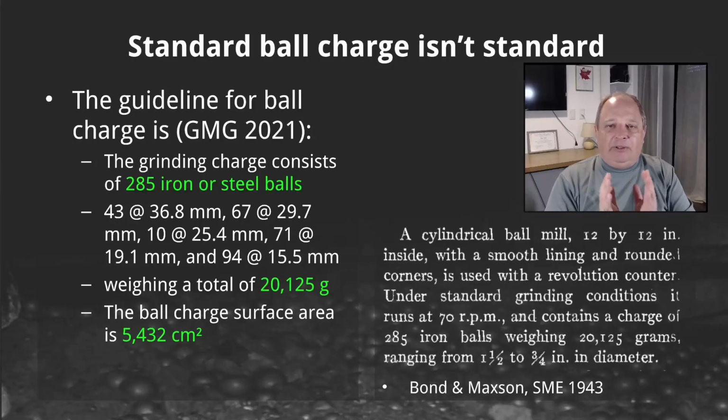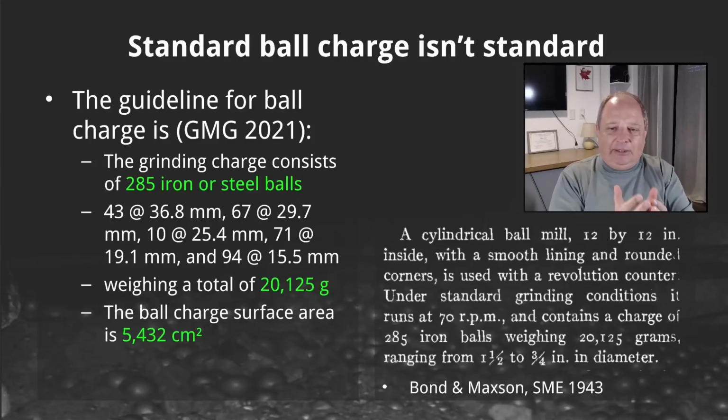Another issue to be aware of is that the standard ball charge is actually not that standard. So in the guideline, it calls for 285 iron or steel balls. So right there, that should set something off. Iron and steel are not precisely the same thing. So the lab can correctly choose one or the other, and that will affect the results. In the guideline, there's quantities of balls of specific dimensions. The key thing most people pay attention to is the weight of the charge.